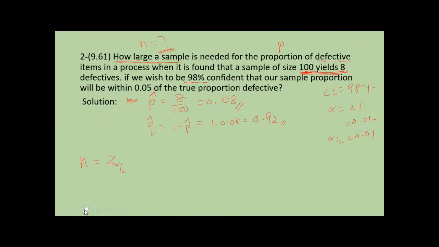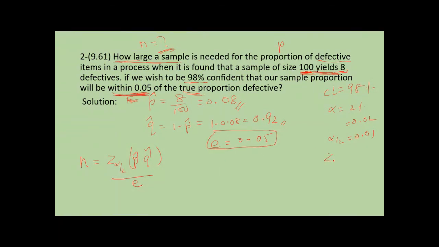P cap multiplied by Q cap. So they multiply all this and divide by the error. And do we have error here? 98% confident that our sample proportion will be within 0.05 of the true proportion. Proportion plus or minus 0.05 is error. So the error has been given. Error is 0.05.